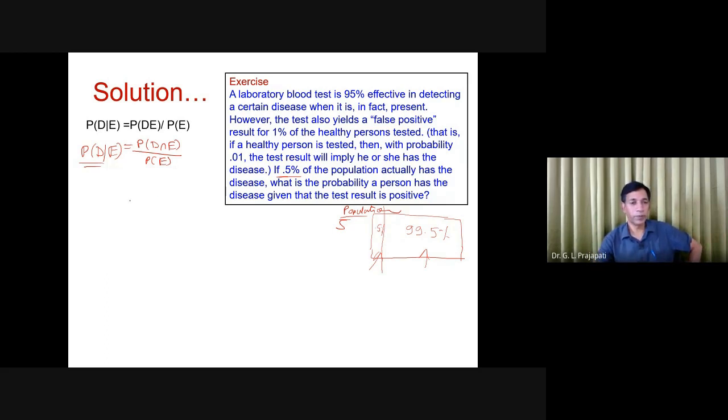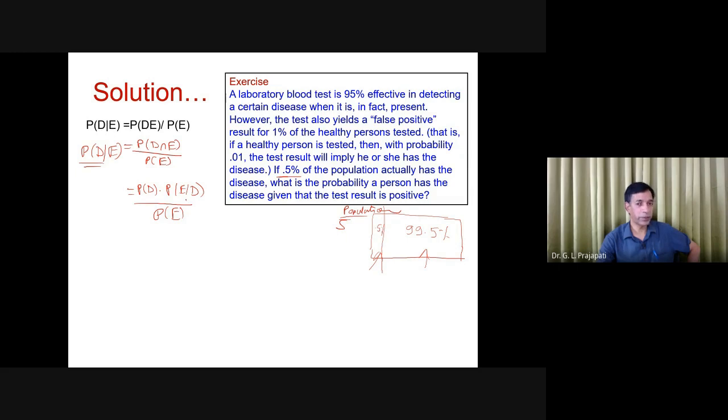So we can compute like this. This can be given as probability of D times probability of E given D, divided by probability of E. Now probability of D multiplied by probability of E given D. This means what is the probability that the test result is positive given that the person has the disease?